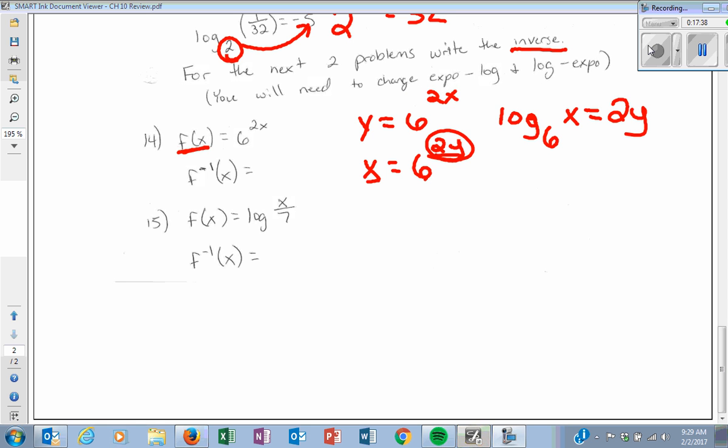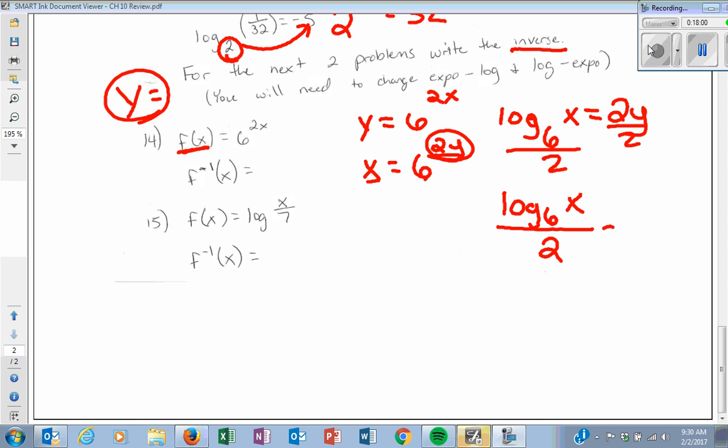Remember, all these functions, you need them to say y equals. So once I switch the x and y, I then got to move it around until it says y is all by itself. So the reason I took it to log form is to get that y out of the exponent, so I could then get that 2 away from it by dividing by 2, and I get log base 6 of x divided by 2 equals my y. And so that would mean, remember, my y is just my f of x, but since it's the inverse, they wrote it as f -1, so it's log base 6 of x over 2.